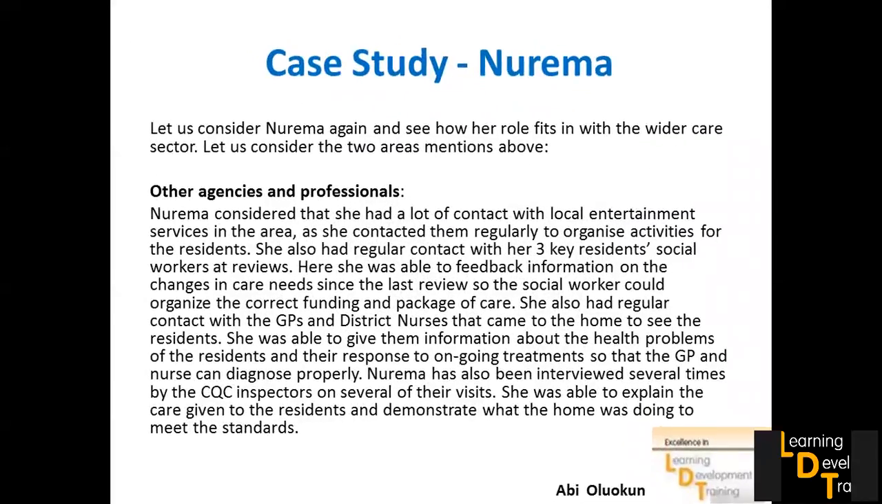Okay, and so I will use Norema's case again. What we would expect from you when you're writing yours, you need to take into consideration that you're going to be writing exactly what is working, what applies in your own setting and your own job role, but just use Norema as a guide. So we are considering the two main areas, which is the other agencies and professionals that she works with.